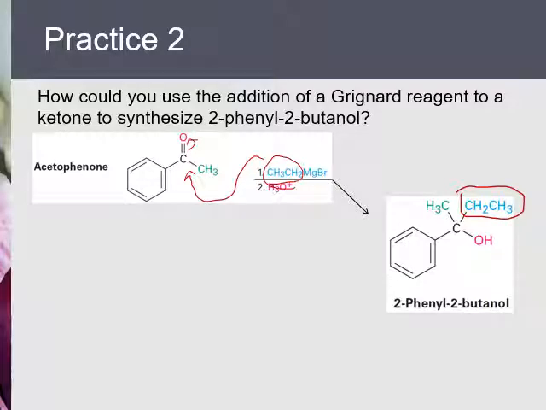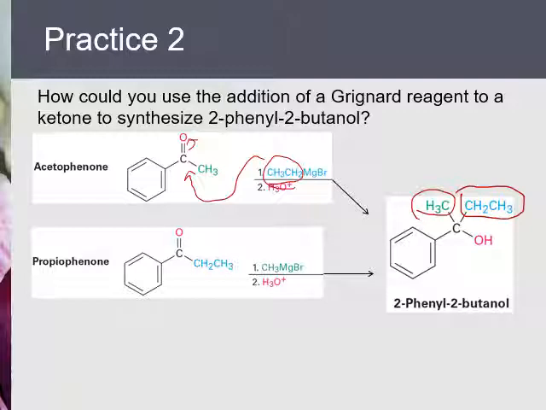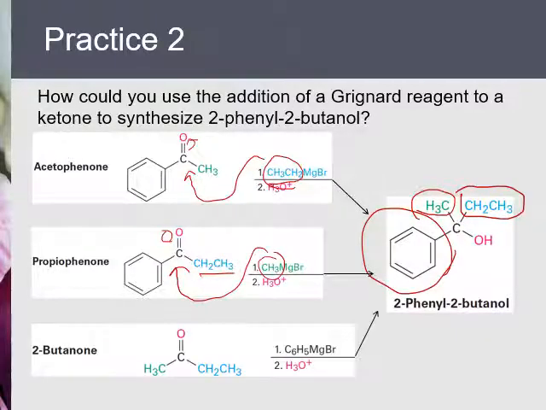Now this methyl may also come from Grignard reagent. If that's the case, then the ketone should have 2 carbon ethyl group here, and then the Grignard will be methyl group. So that carbanion attack will give you the final product. But the benzene may also come from Grignard reagent, and then if that's the case, then the ketone will be methyl ethyl ketone. So the benzene as a carbanion will attack this ketone and give you the product.